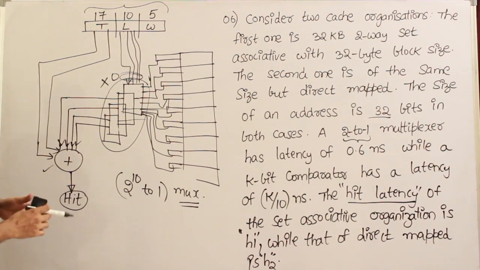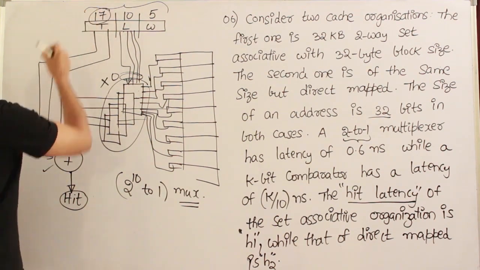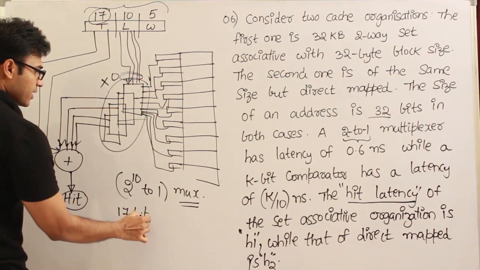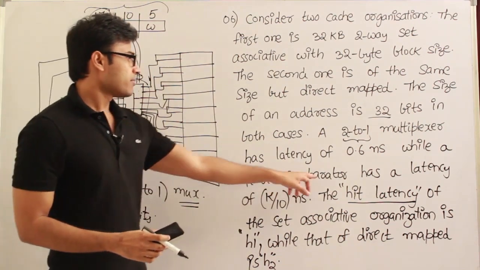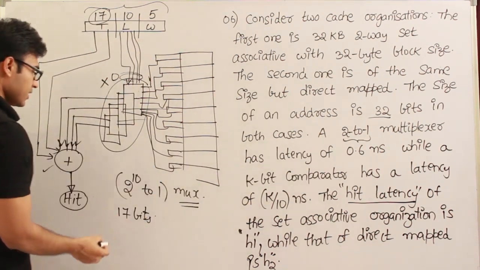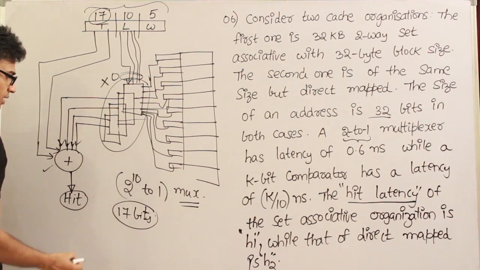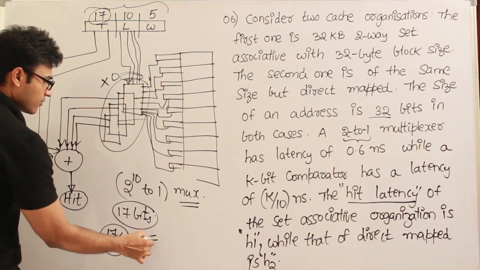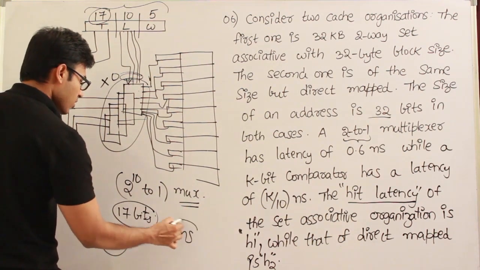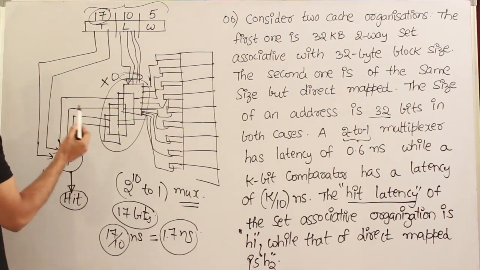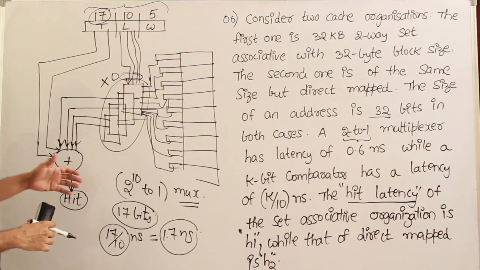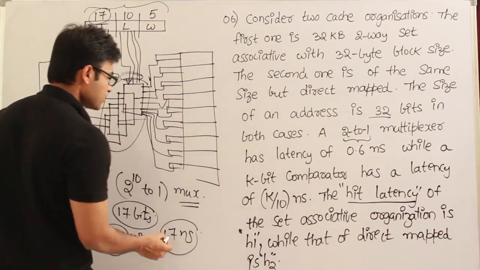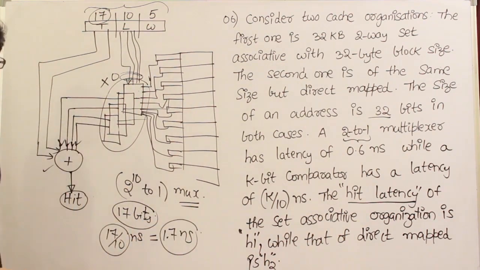Now how big is the comparator? We need a comparator whose size is 17 bits, right? So the comparator is a 17-bit comparator. And they are saying that a k-bit comparator has a delay of k by 10 nanoseconds. Therefore a 17-bit comparator will have a delay of 17 by 10 nanoseconds, which means 1.7 nanoseconds. So in this question, the hit latency of direct mapping is H2, and the answer for H2 is 1.7 nanoseconds. Okay, fine.